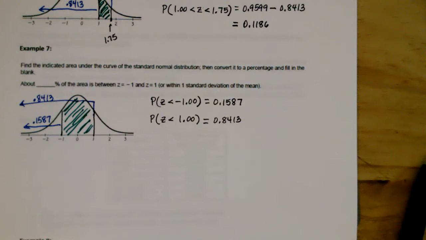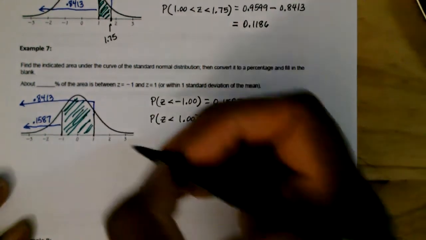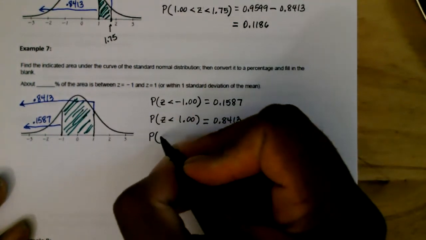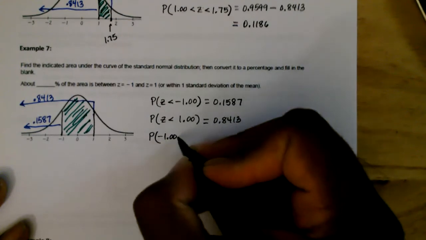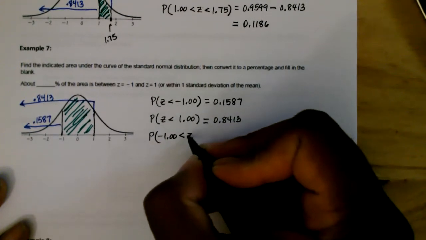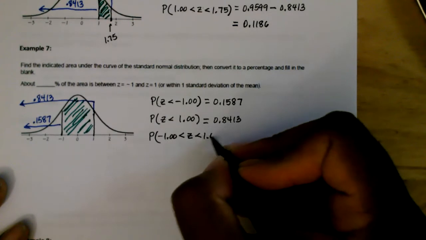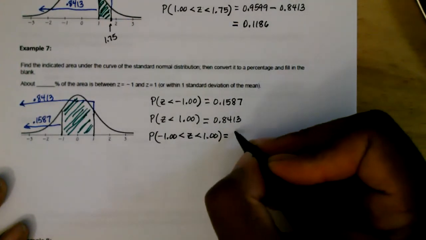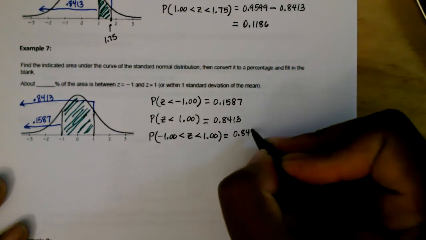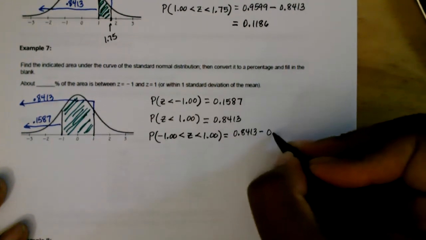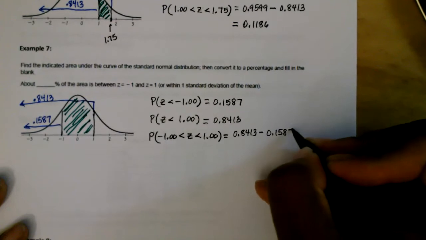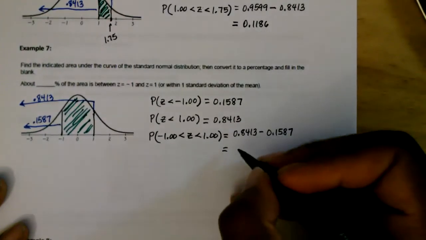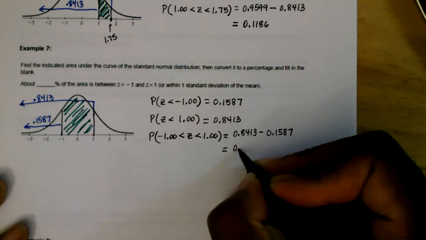We don't want that. We want the area that's in between these two. So that's where we have to subtract. So here's the probability that our z value is between -1.0 and +1.00 would be subtracting 0.8413 minus 0.1587. If you subtract those, you'll end up with 0.6826.